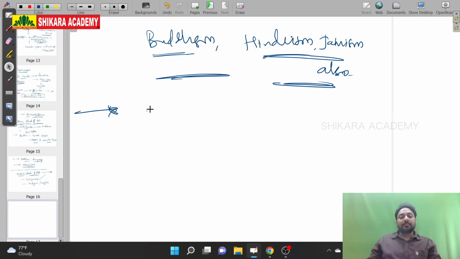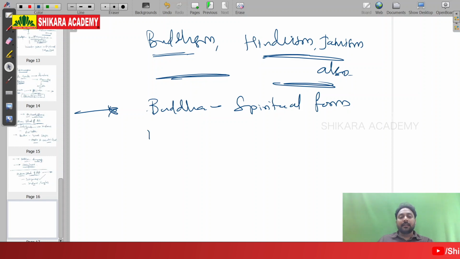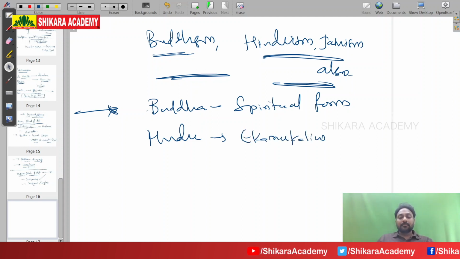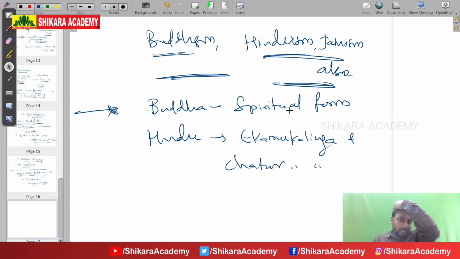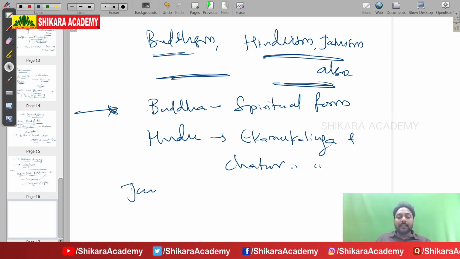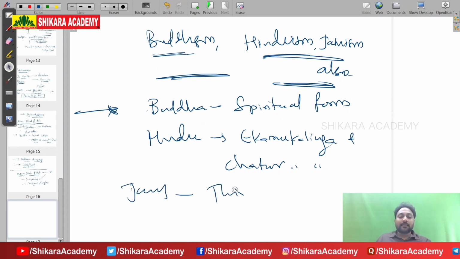In Buddhism, Buddha is shown in spiritual form, the seated Buddha we call. Here, Hindu gods are shown: Ekamukalinga and Chaturmukalinga. And Jain naked Tirthankaras.